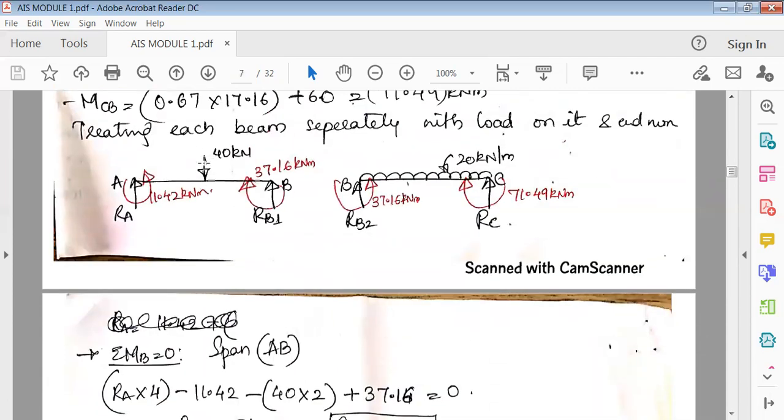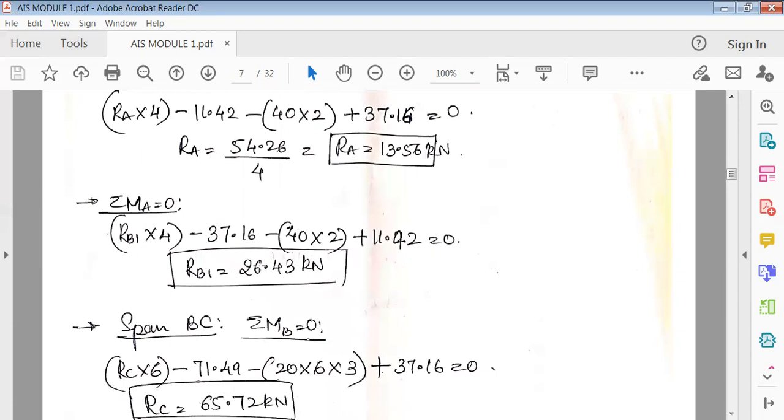So minus 40 into 2. Again, this moment is going anti-clockwise, so plus 11.42. After you solve this, you'll get RB1.